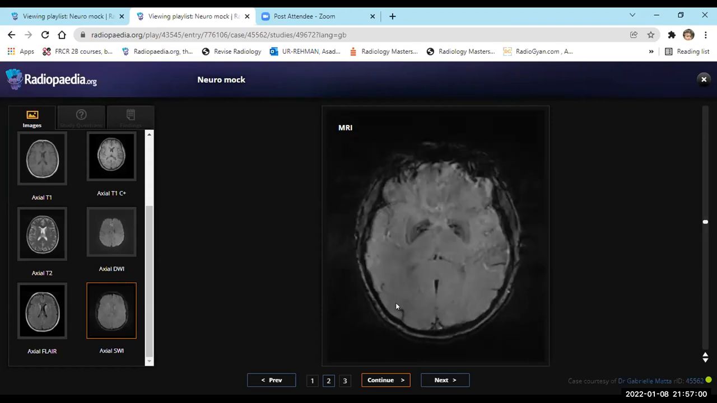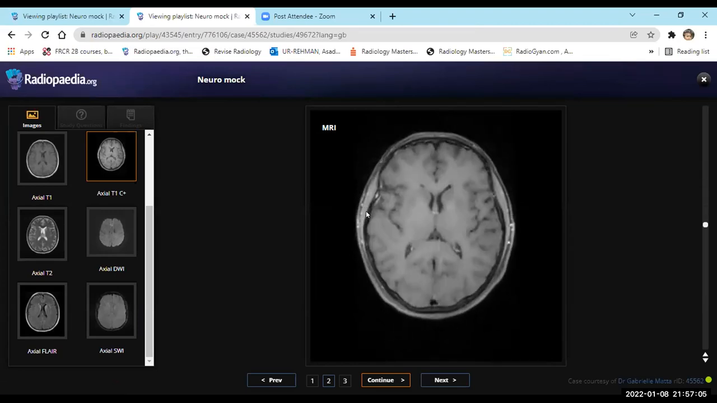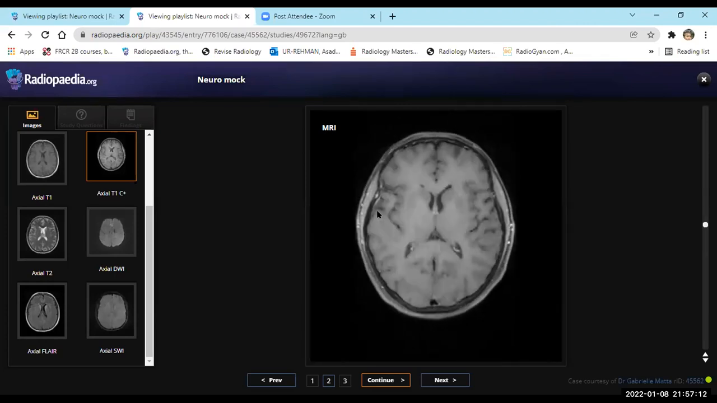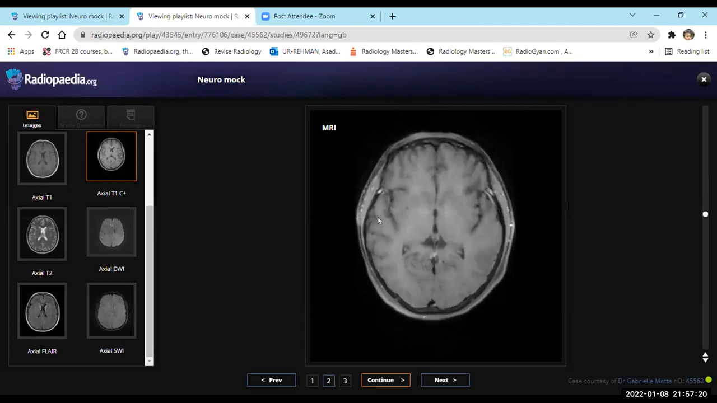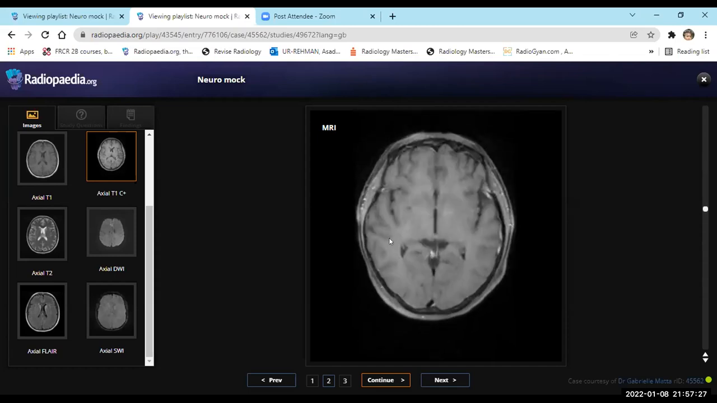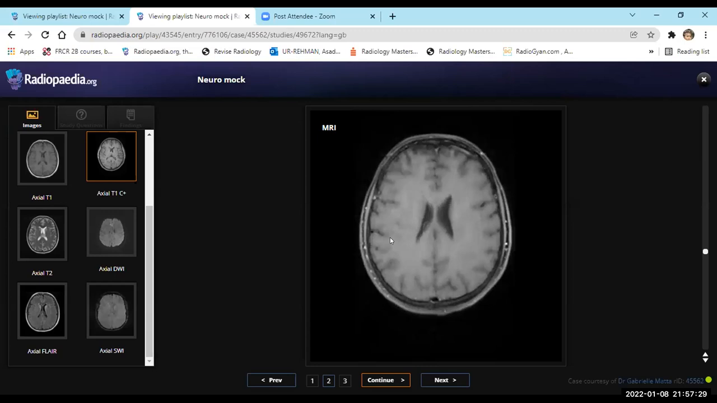It could be. So what is your differential? As a hyperintensity on T1 with restricted diffusion and some blooming artifact, it could be Creutzfeldt-Jakob disease, considering also the patient's age. Okay. So what is your next management step? Neurological referral for the patient.